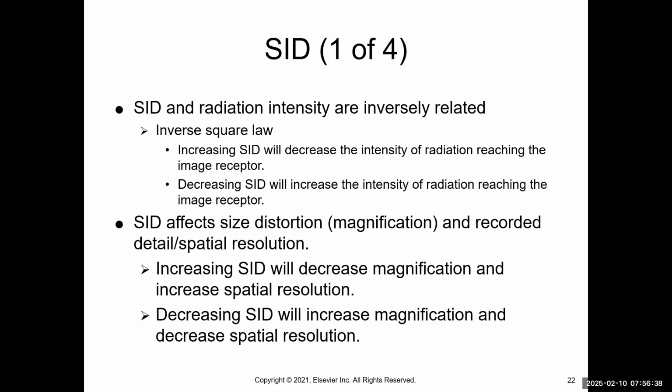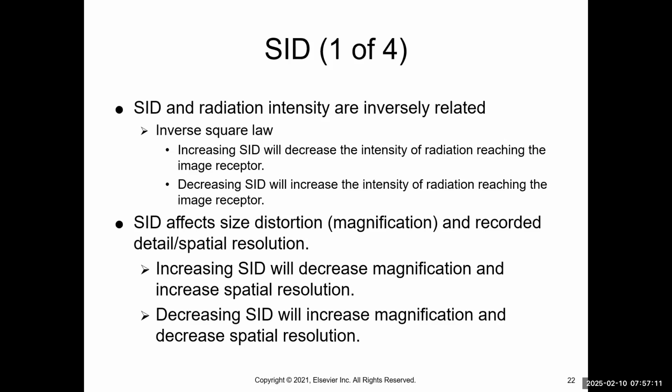So here we say inverse square law, increasing the SID will decrease the intensity of radiation reaching the IR, or decreasing the SID will increase the intensity of radiation reaching the IR. And it's by a factor of the square of the distance, right? So it's inversely proportional to the square of the distance. So you can't forget to square the distance in these formulas.